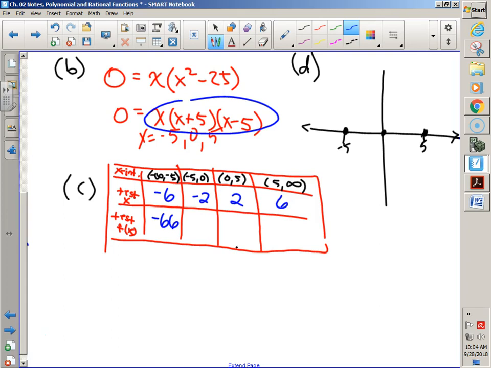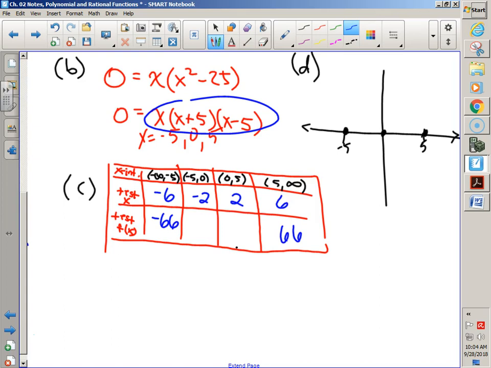Did anybody plug in 6 and figure out this one's a positive 66? It's not always true, but it is true on this one because of the even-odd symmetry, it actually is all opposite. So what's on one side will be on the other side, the opposite value. But 6 times 11 is 66 times 1 is 66. You could also do mental math.